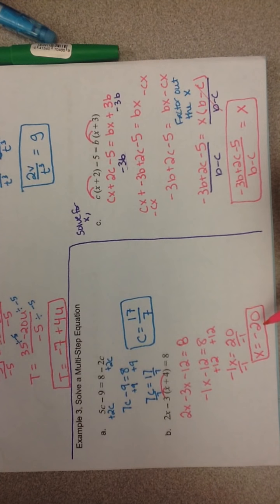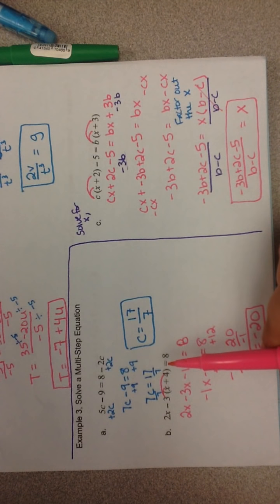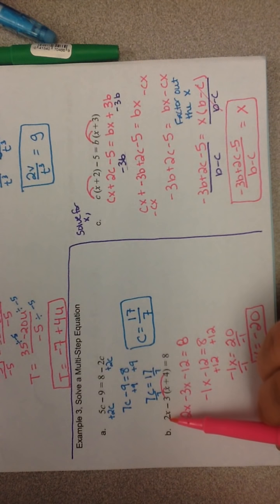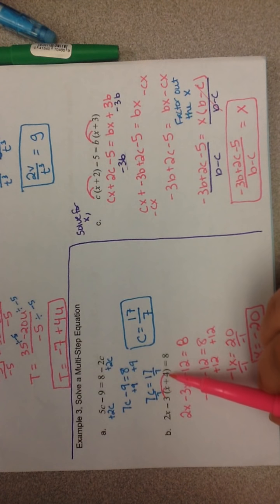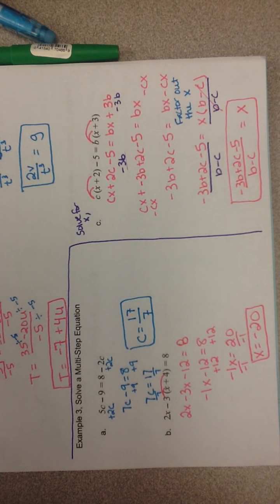And remember, if you're ever not sure if your answer is correct, you can put it back into this equation and do like we did in 1-3 to evaluate it. So in your calculator, 2 times negative 20 minus 3 times parentheses negative 20 plus 4, hit enter and see if you get 8. All right, on the back.